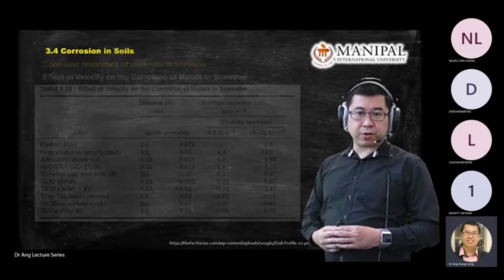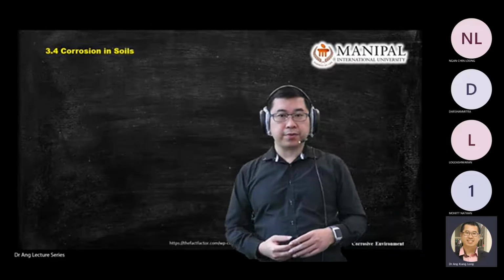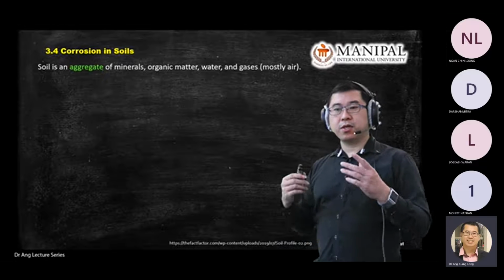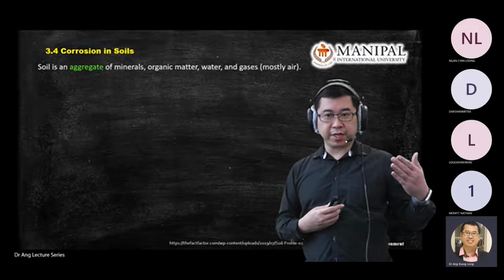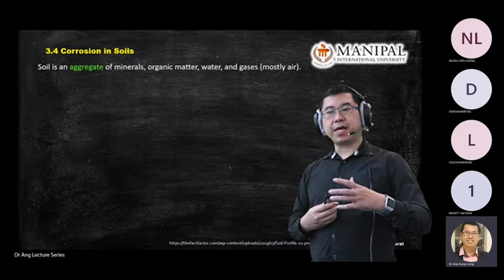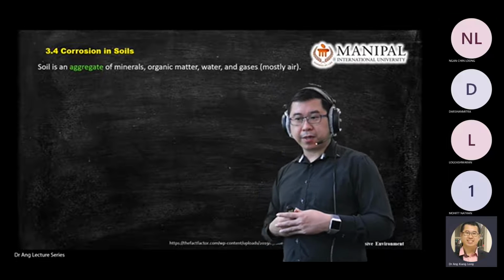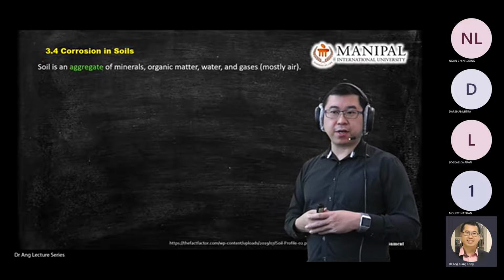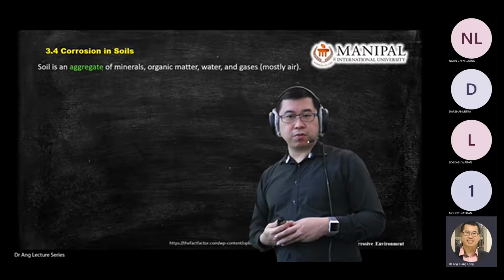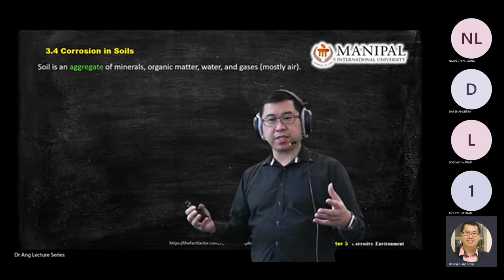We are done with corrosion in seawater. Now we talk about corrosion in soil. So why do we talk about soil? Because usually in construction, we hide our pipe in the soil. So sometimes you hear the news of a pipe burst or a leakage of chemical into the river and so on. Most of the time it is because of the corrosion that contributes to all these disasters.